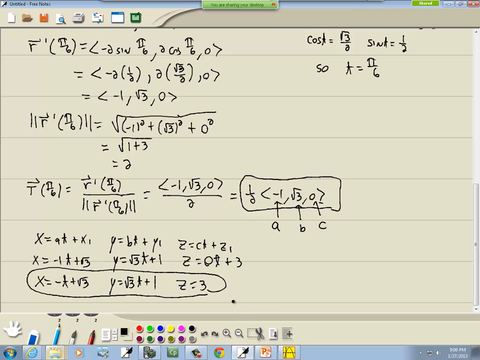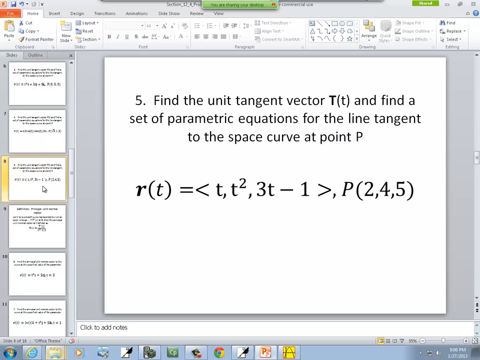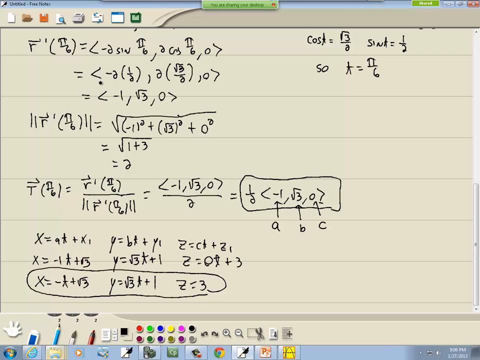And that's the second thing they're asking for. They're asking for the unit tangent vector and then a set of parametric equations for the line tangent to the space curve at point P. Let me start a new page, and we'll do this problem.